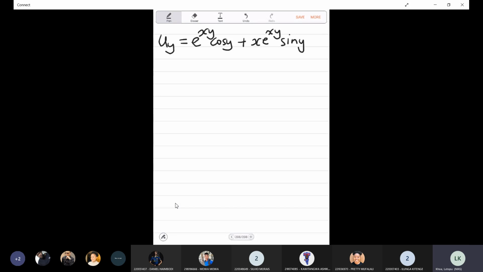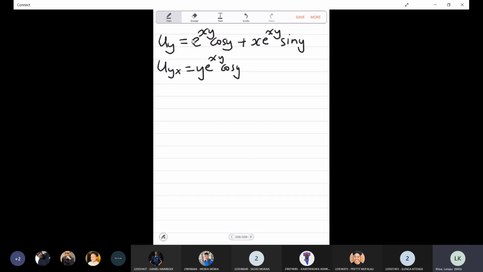Now we differentiate with respect to x. So we have u_yx. Here, when we're differentiating with respect to x, we don't need the product rule because this one here is a function of y. There's no x. So the derivative of this with respect to x is just y e to the power of xy, y e to the power of xy cos y.